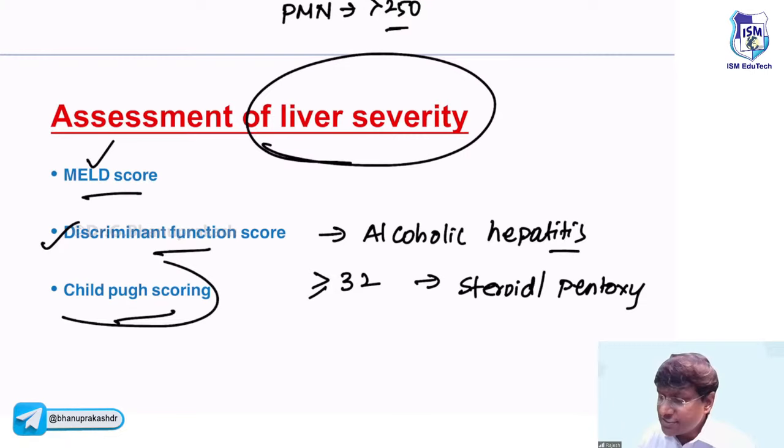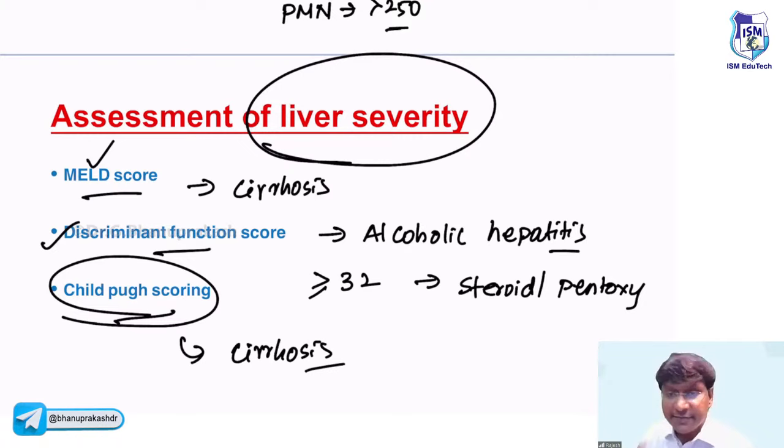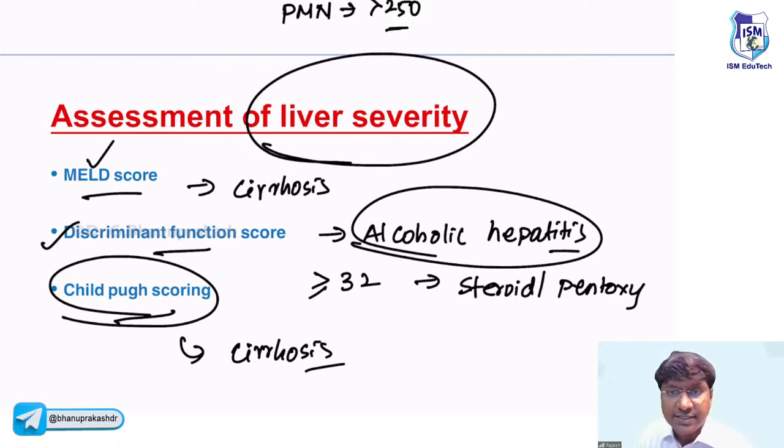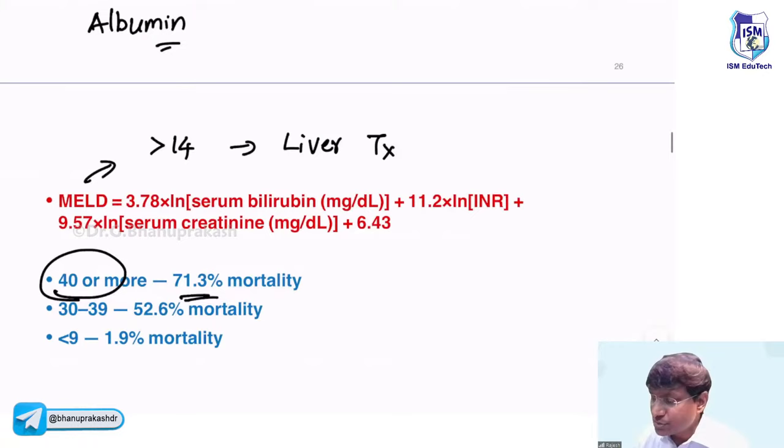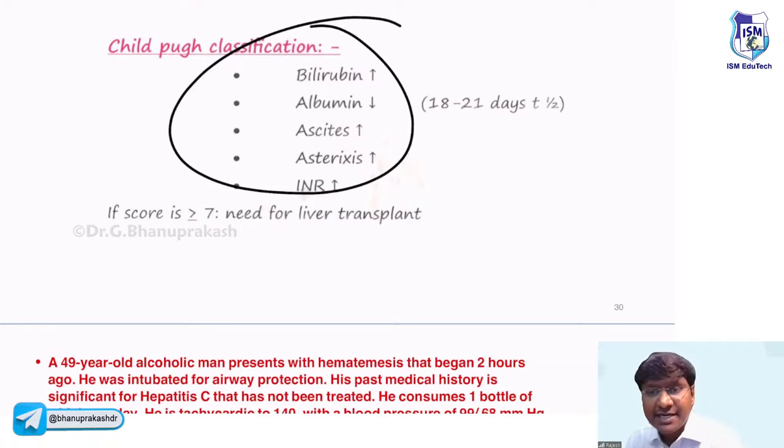Okay, so you're coming to your Child-Pugh score. So MELD score is for cirrhosis of liver, whereas Child-Pugh score, this is also for cirrhosis of liver, but discriminant function score is for the treatment of alcoholic hepatitis. Now, what are the parameters in the Child-Pugh score? That is bilirubin, albumin, ascites, asterixis, and INR. And if the Child-Pugh score is more than or equal to 7, then they are the candidates who require liver transplantation. That is the importance of Child-Pugh score.